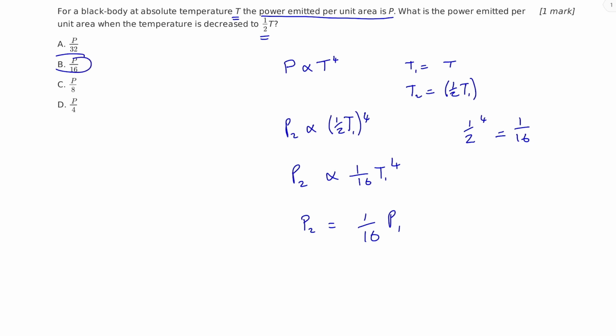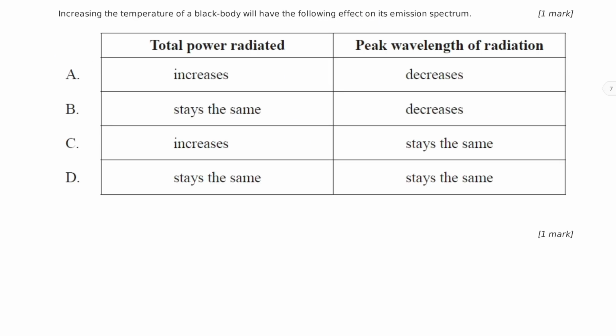The answer is B. Increasing the temperature of a black body will have what effect on its emission spectrum? Let's just remind ourselves about the black body power wavelength graph. They look like this. And these are temperatures, aren't they? T1, T2, and T2 is greater than T1. That should be in your common graphs section.